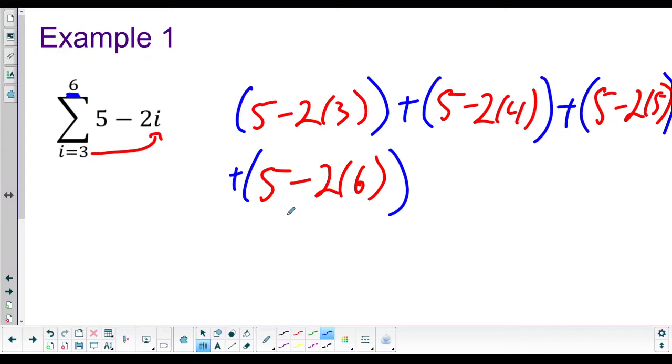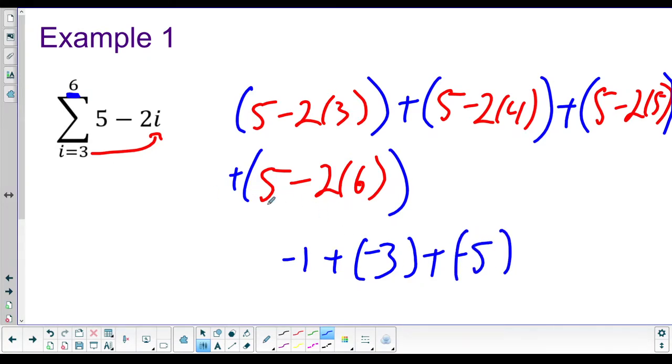And this is how they want you to do your homework. They want you to just simplify all 4 of these terms and then add them up. So if we simplify this first one, negative 2 times 3 is negative 6. So 5 minus 6 is negative 1, plus 2 times 4 is 8. So 5 minus 8 is negative 3, plus 2 times 5 is 10. 5 minus 10 is negative 5. And then 2 times 6 is 12. 5 minus 12 is negative 7.